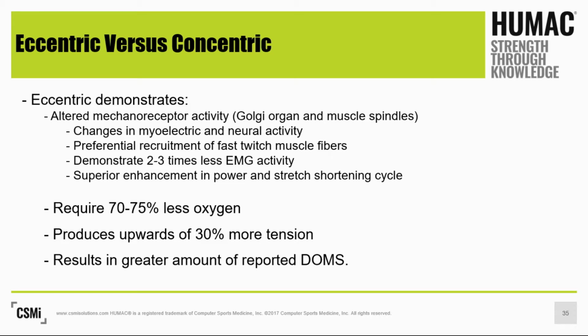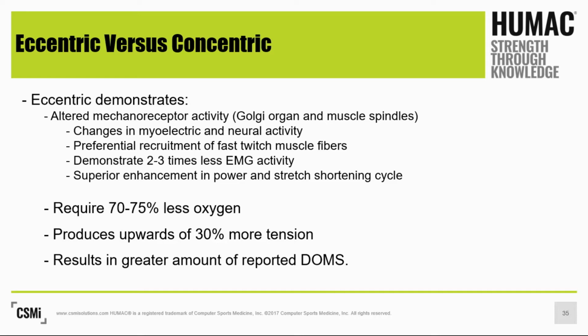Because the muscle and tendon are being stretched under load, the Golgi tendon organ and the muscle spindles are going to be excited. Just like with reflex testing, there's going to be a big neural contribution. So with this, you can get 2 to 3 times less EMG activity of the muscle during eccentric contraction compared to concentric when the load is matched. That basically means an improved neurologic efficiency.